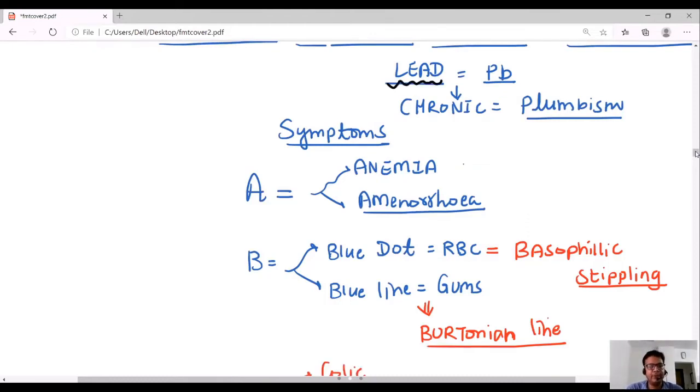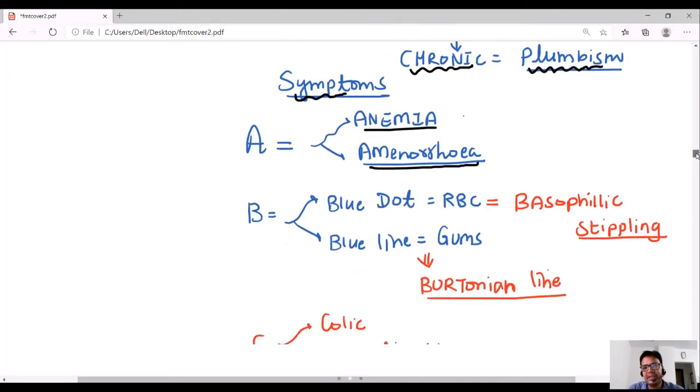Okay. Chronic mercury poisoning is known as hydrargyrism, Hg, again see. Lead, sir. Lead is Pb. Chronic lead poisoning is known as plumbism. Pb for plumbism. Symptoms will start with A. A for anemia and amenorrhea.